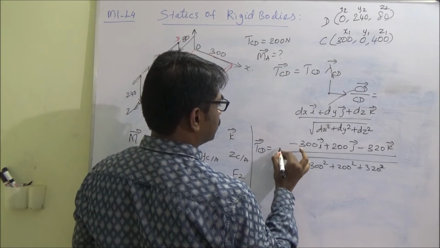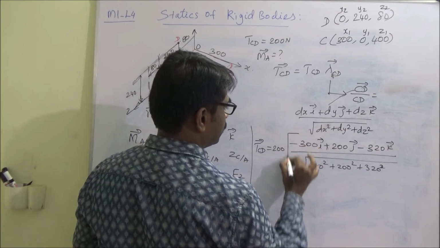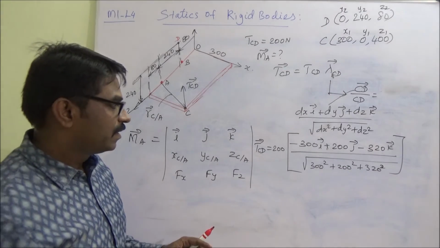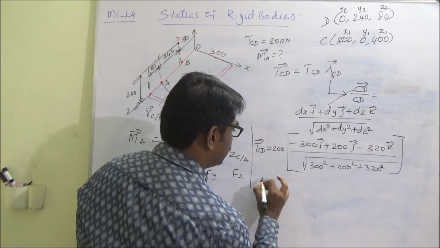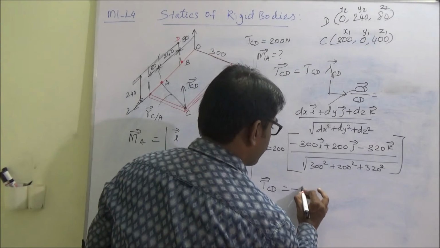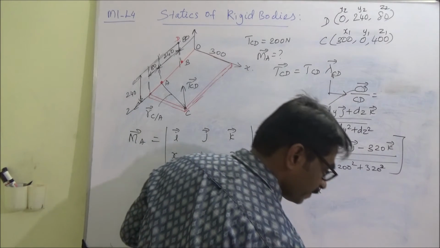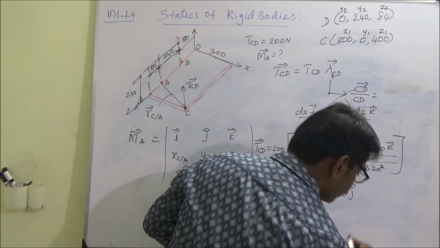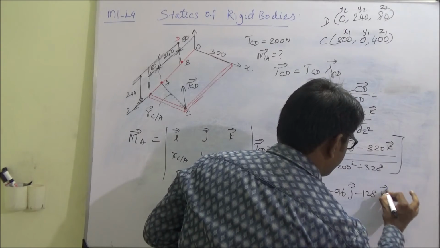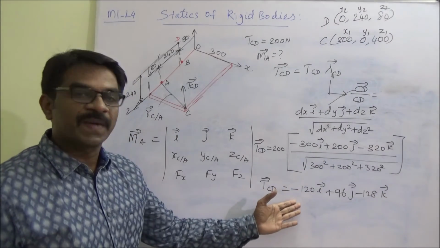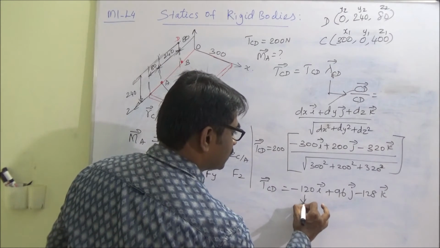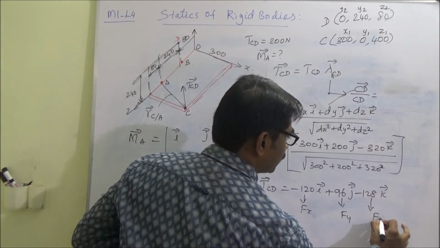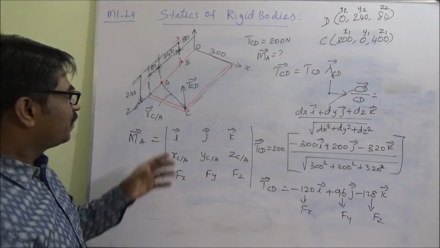Okay, so now the TCD vector is 200 into the lambda vector. Okay, so the final TCD vector is, plus 96 j vector, minus 128 k vector. This is the force vector. So what is this? This is fx, this is fy, and this is fz. We can substitute this.